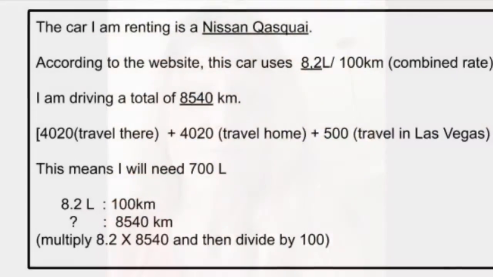I need to write down how many liters the car needs to go 100 kilometers, and my car needs 8.2 liters to go 100 kilometers. And then I need to figure out how many kilometers I'm driving in total. So my trip to Las Vegas is 4,020 kilometers there. And then I need to drive 4,020 kilometers home. And I'm going to imagine that around Las Vegas, I'm going to drive 500 kilometers as I'm doing my day trips. So I'm going to add those numbers together. And altogether, that means that I will drive 8,540 kilometers.